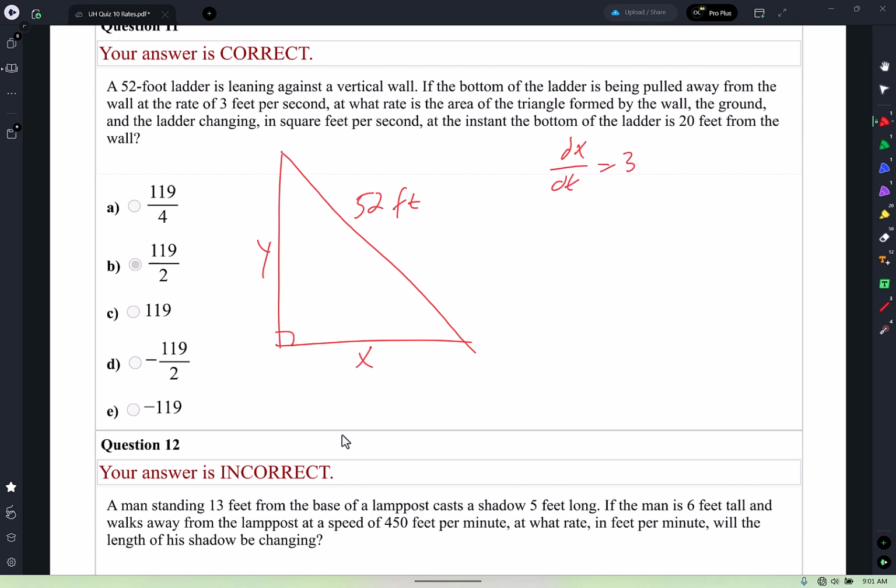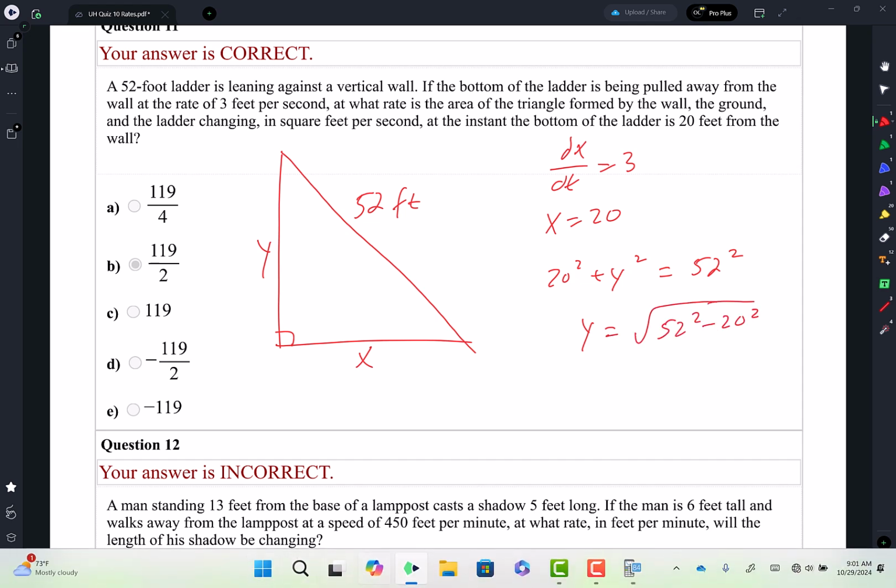At what rate is the area of the triangle formed by the wall, the ground, and the ladder changing in square feet per second at the instant when the bottom of the ladder is 20 feet from the wall? So X is 20. First thing you got to do is figure out what Y is. So Pythagorean theorem: 20 squared plus Y squared equals 52 squared. Do we need Y? Yeah, let's do it. Y equals the square root of 52 squared minus 20 squared.